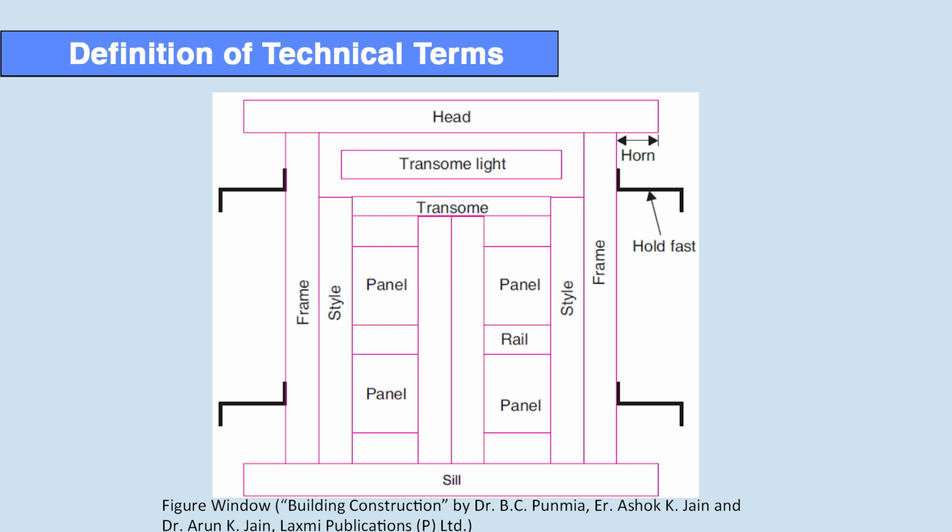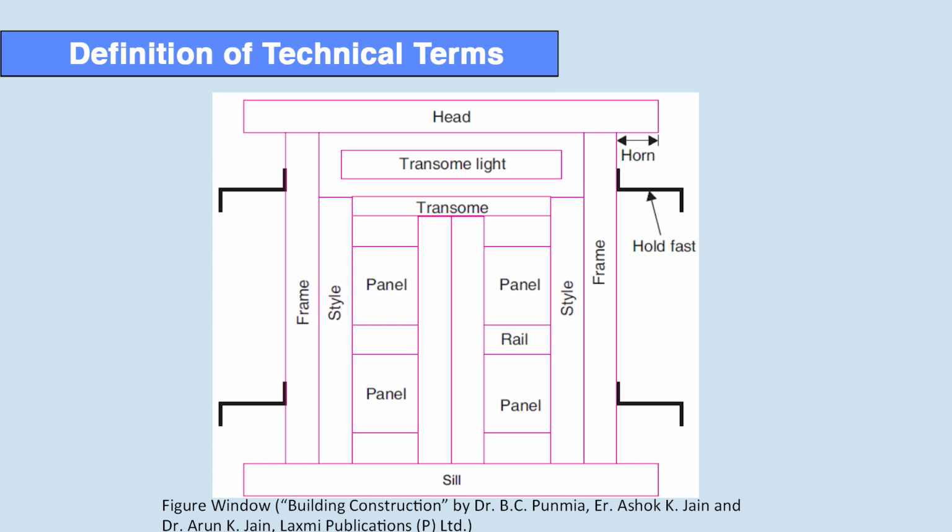Next important point is mullion. A vertical member of a frame used to subdivide a window or door vertically is known as mullion. Next one is transom. A horizontal member of a frame used to subdivide a window opening horizontally is known as transom.